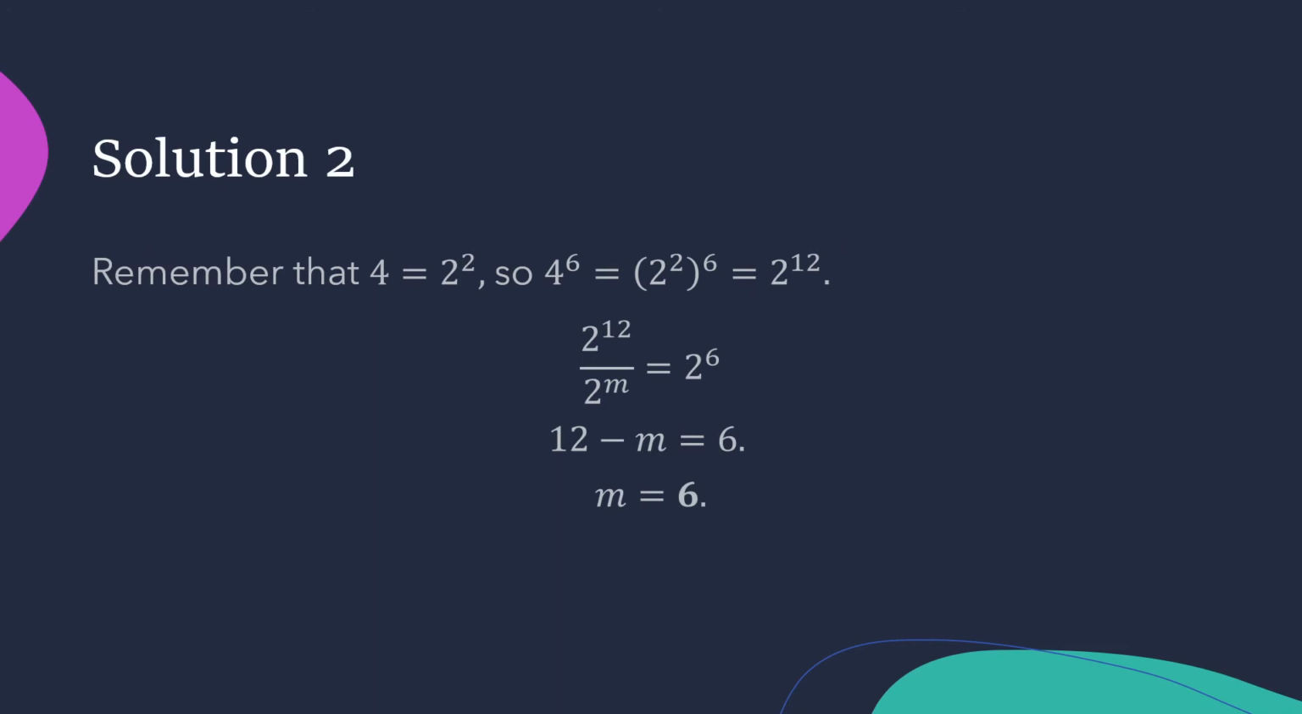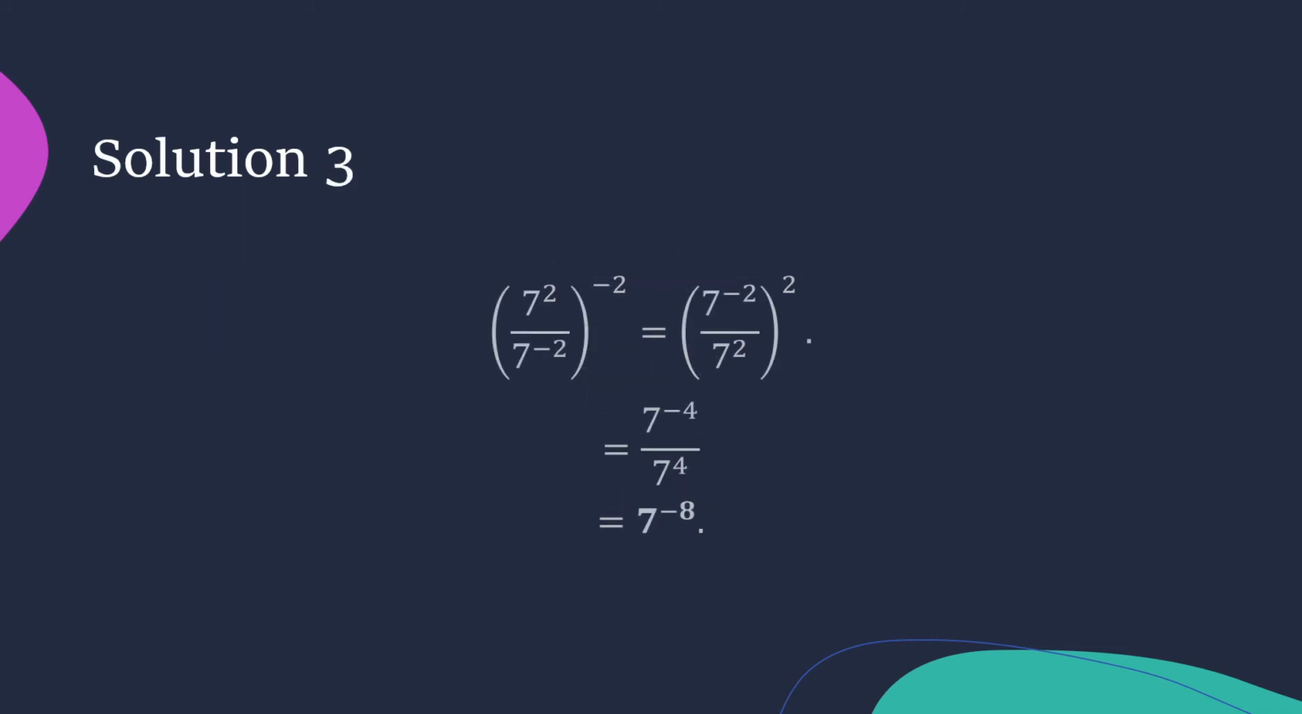For our second problem, the bases aren't the same, but you have to remember that 4 is equal to 2 to the 2nd power, so 4 to the 6th power is equal to 2 squared to the 6th power, or 2 to the 12th. And now the equation becomes much easier to work with. 2 to the 12 over 2 to the m is equal to 6. By the quotient rule, we have 12 minus m is equal to 6, and therefore m is equal to 6, and that's our answer.